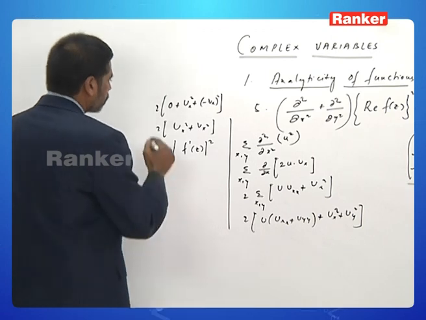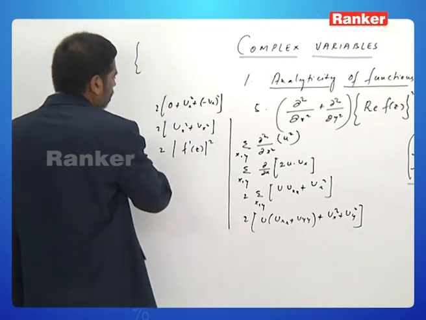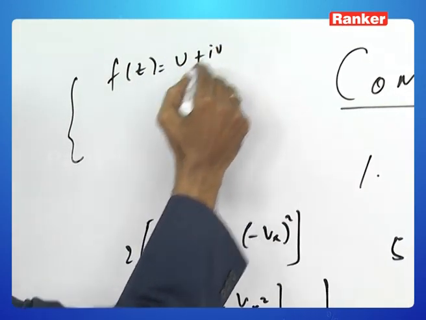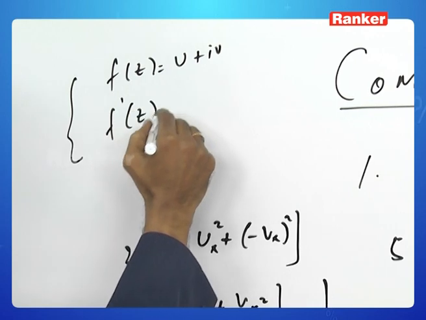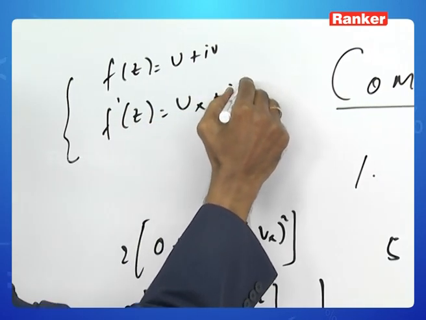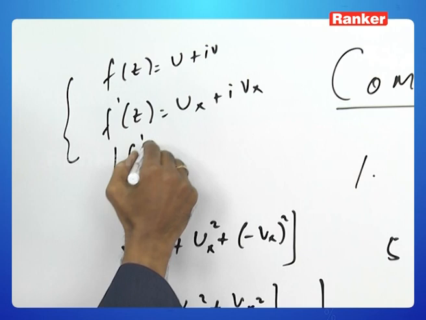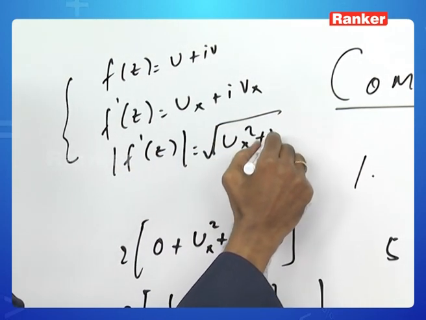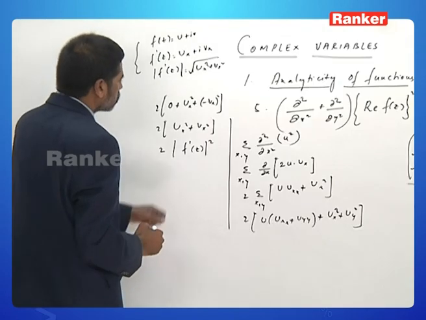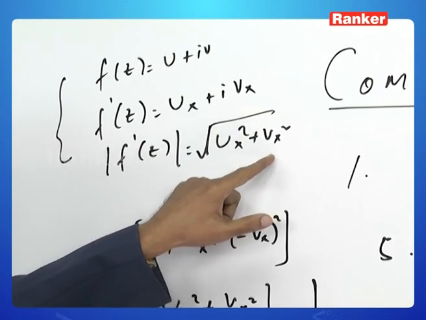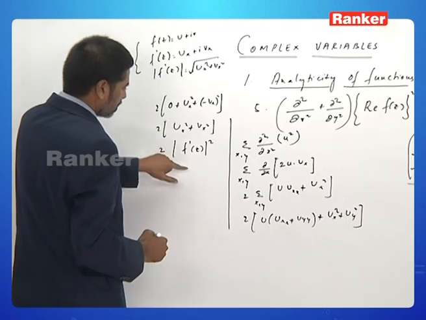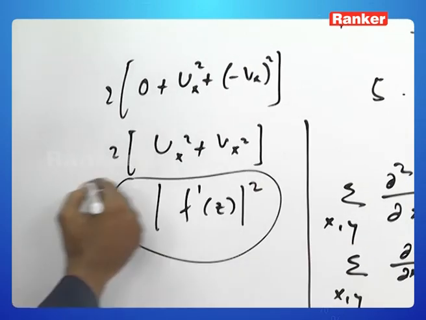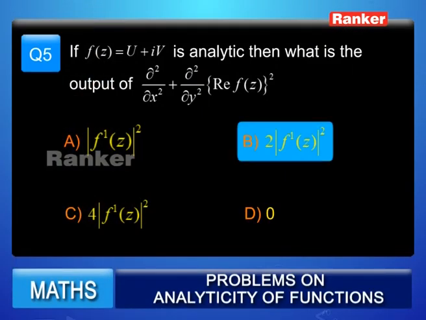This is because when f of z is equal to u plus iv, f dash z can be written as ux plus ivx. So the modulus of this will be square root of ux square plus vx squared. So you can see that ux square plus vx square can be written as the square of mod f dash z. So therefore, this is the output of the problem, and you can find that this is available in option B.